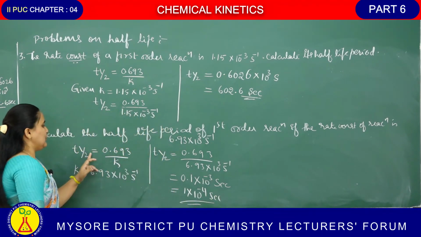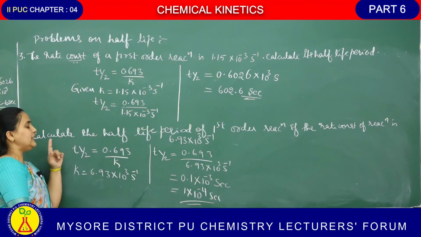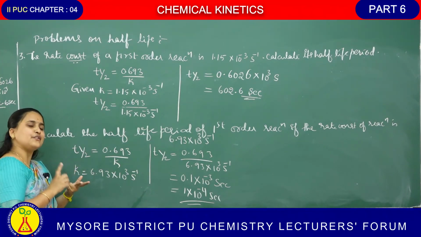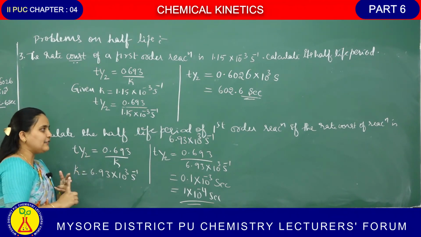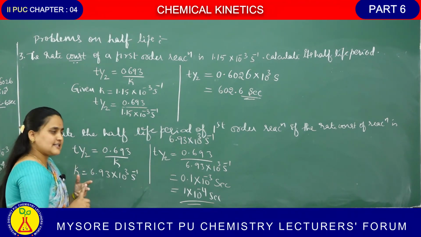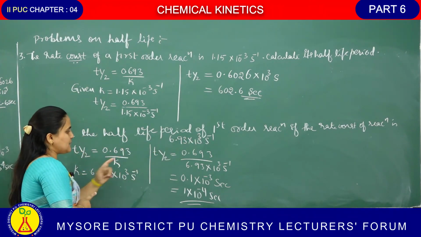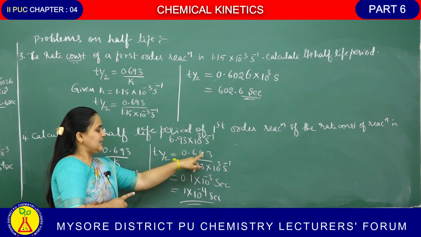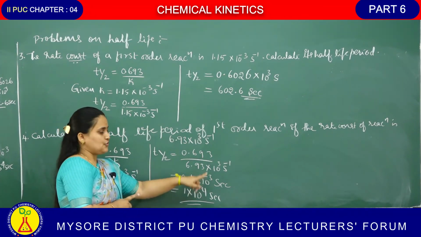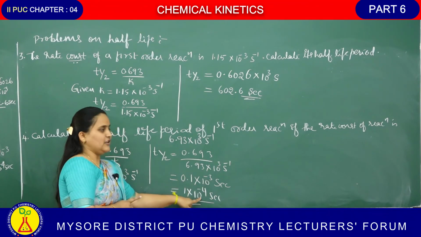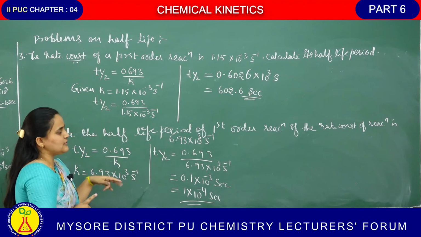Okay, t half is equal to 0.693 divided by K. See the question carefully. Calculate the half-life period of a first order reaction. First order formula, t half is equal to 0.693 divided by K. Rate constant is given, 6.93 into 10 power 3 per second. Substitute that value, 0.693 divided by 6.93, we get 0.1. 10 power 3 goes to the numerator, 10 power minus 3. Finally, we get 1 into 10 power minus 4 second. In this way, we have to solve these two problems.